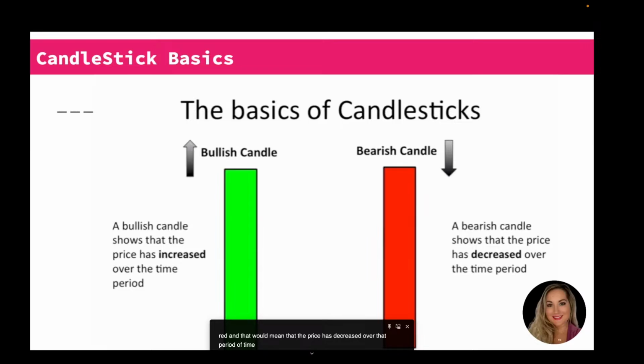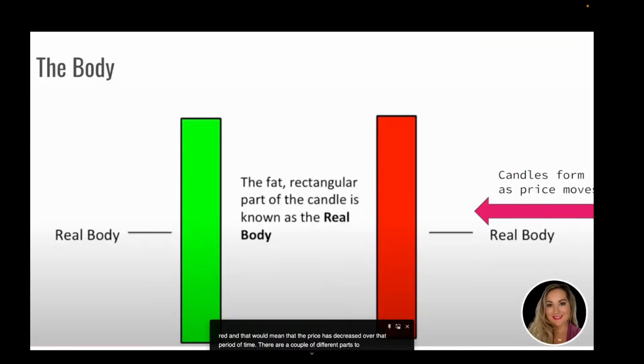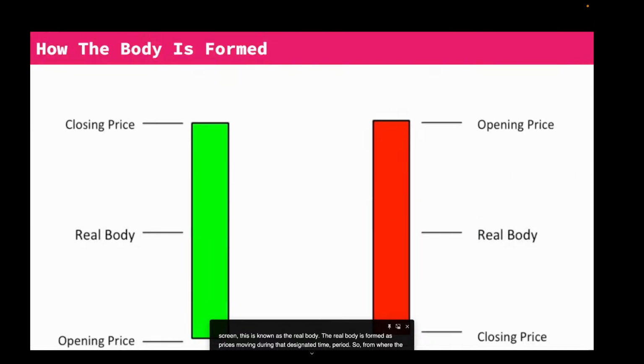There are a couple of different parts to identify on candles. The most important part that you need to understand as beginners is what we refer to as the real body. That's the fat rectangular part of the candle that you are seeing here on the screen. This is known as the real body. The real body is formed as price is moving during that designated time period, from where the price opens to where it closes.